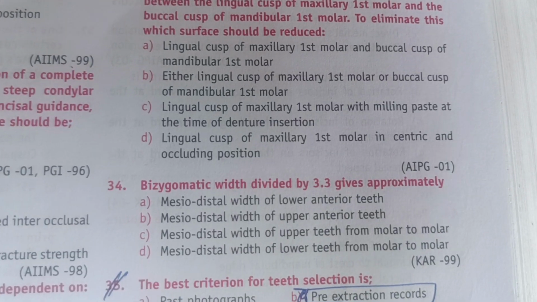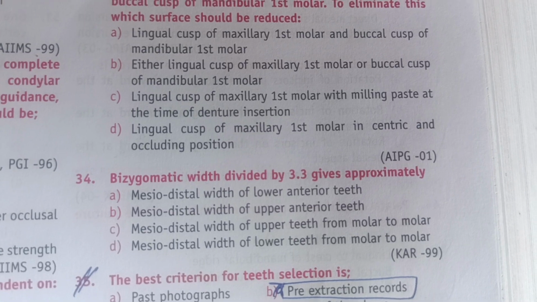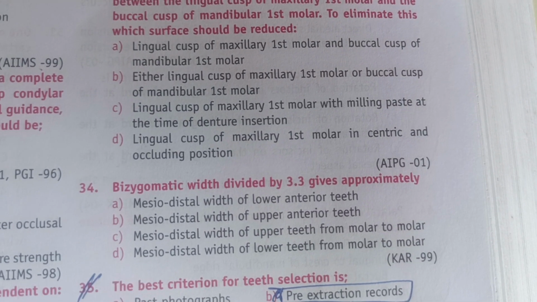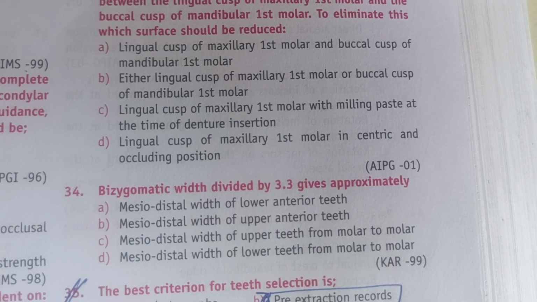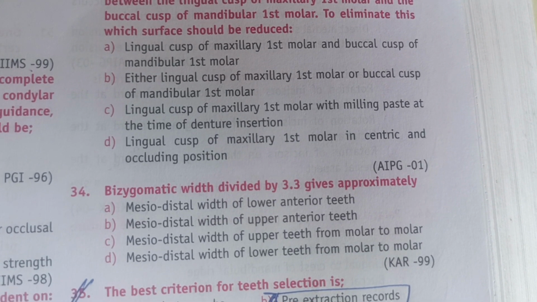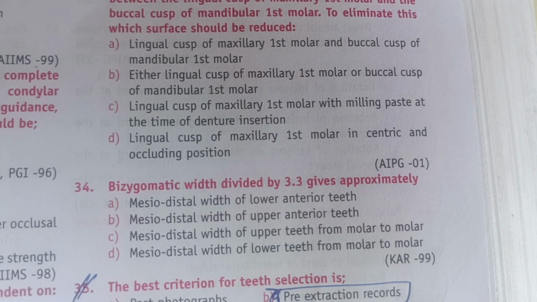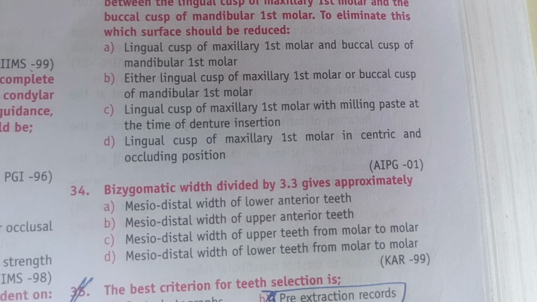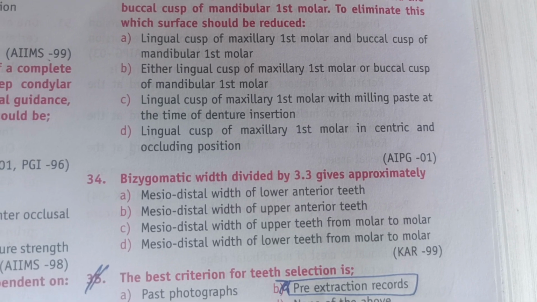Okay. Next question, bizygomatic width divided by 3.3 gives approximately: mesodistal width of lower anterior teeth, mesodistal width of upper anterior teeth, mesodistal width of upper teeth from molar to molar, mesodistal width of lower teeth from molar to molar. The correct answer is option B, mesodistal width of upper anterior teeth.